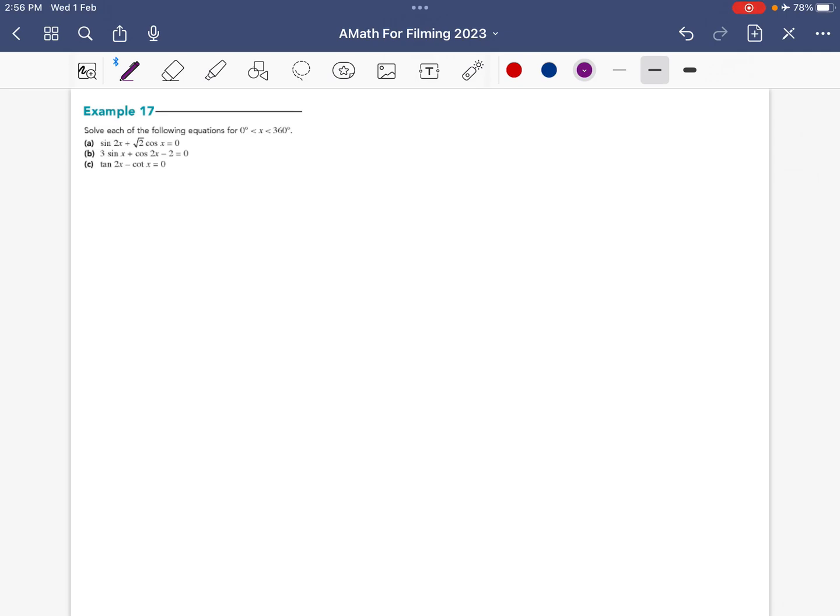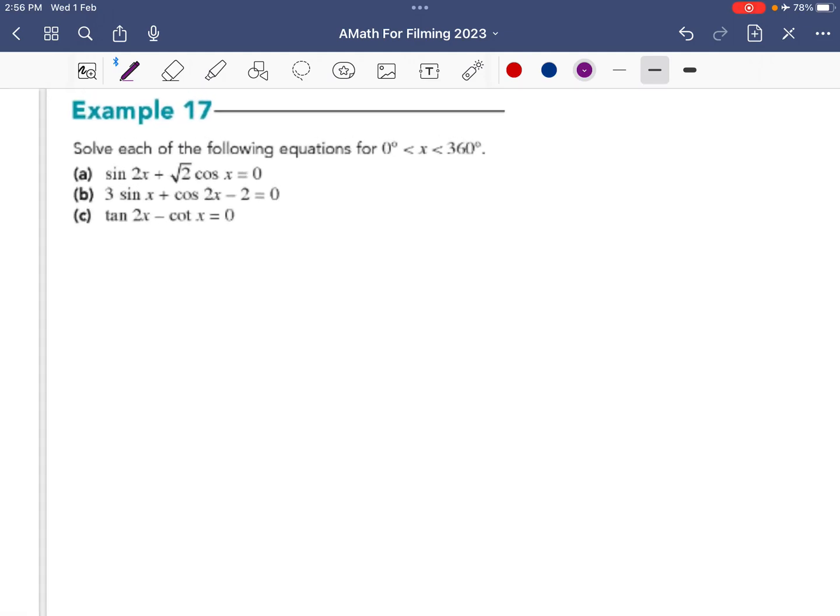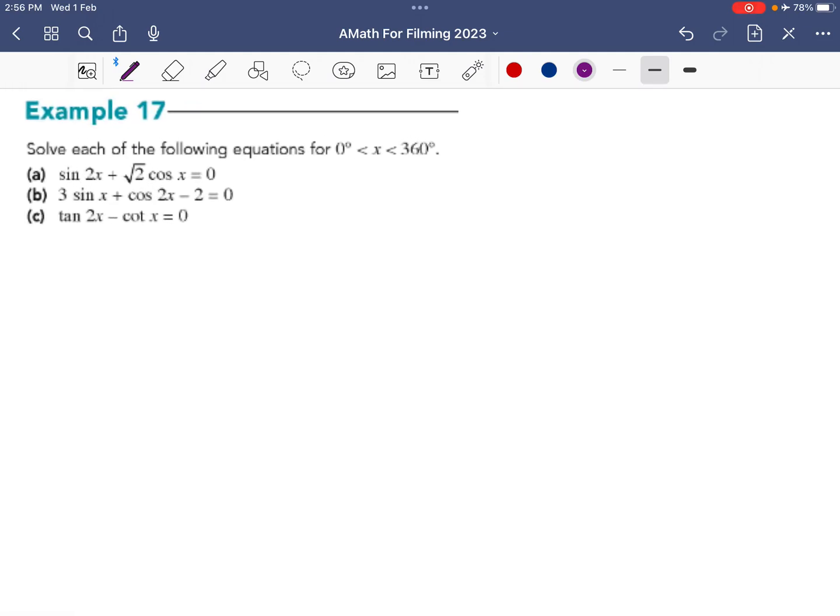Now we are going to work out example 17. Example 17 itself is about solving equations. I will use one slide each to solve for each of part A, part B, and part C. This might take a while, but never mind. Let's just get through this together.